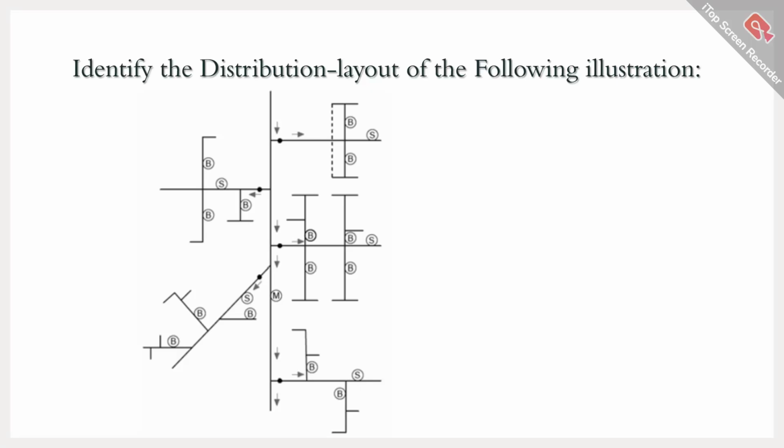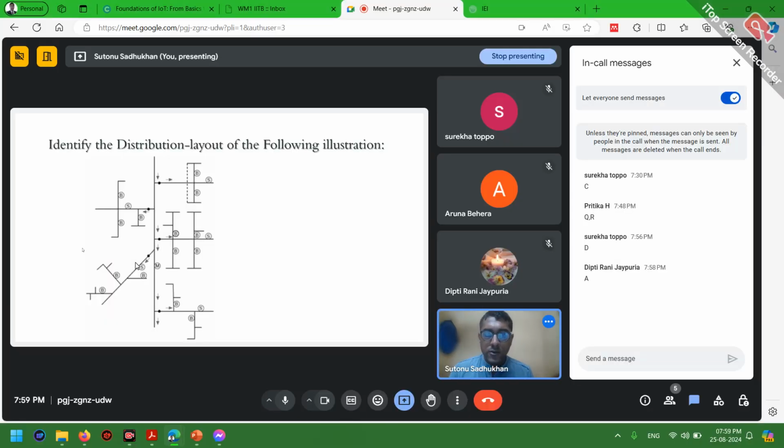Okay, so you have to identify the distribution layout of the following illustration. One illustration is given to you. You have to identify the distribution layout. Looking at the layout, you can tell what kind of distribution it is. You have to remember the names or terminologies used for defining different kinds of distribution layouts. So what kind is this?